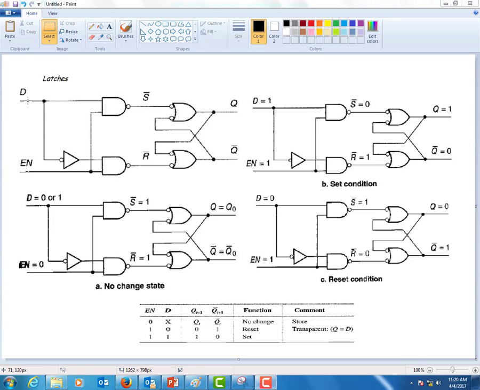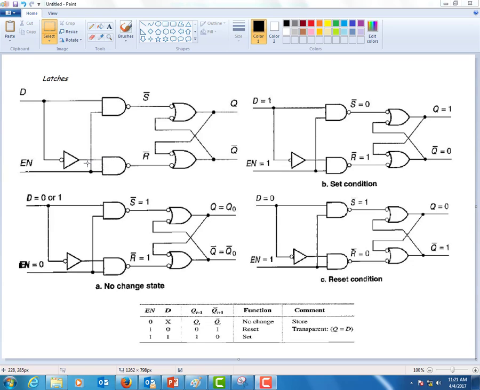We got rid of the S and the R inputs. Instead, we just have the D input. And the D input, we spread apart, obviously. One goes to this gate, and the other one is inverted and goes to this gate.